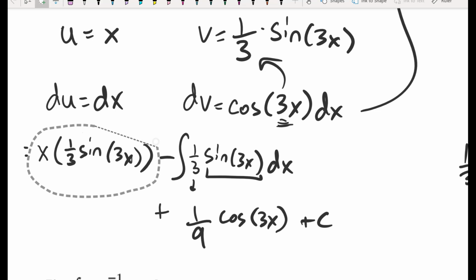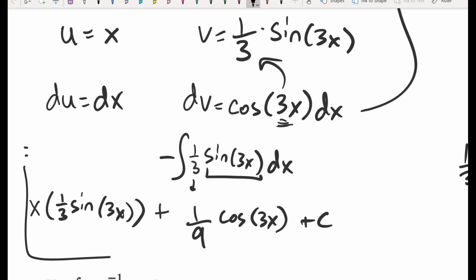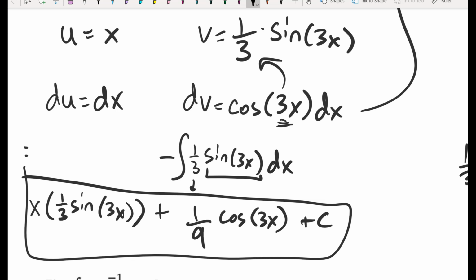So my final answer, again, looks very similar to the second one we did, only now there's a couple of constants. That's it. X times 1/3 sine of 3x plus 1/9 cos of 3x plus c. So again, that negative became a positive because sine is going to turn into negative cosine.